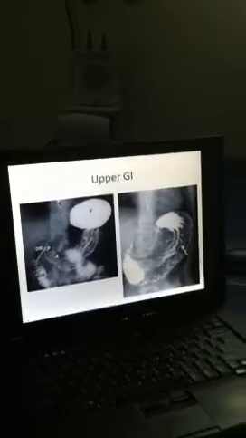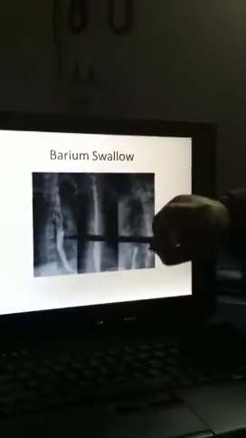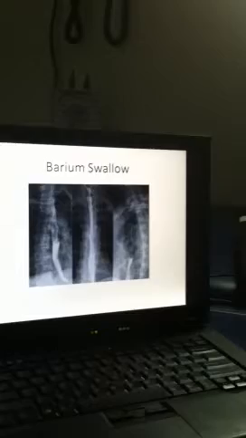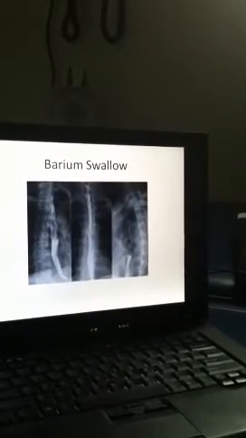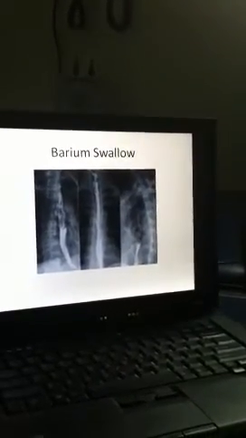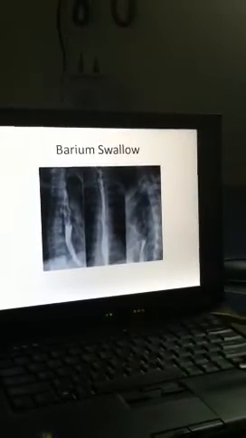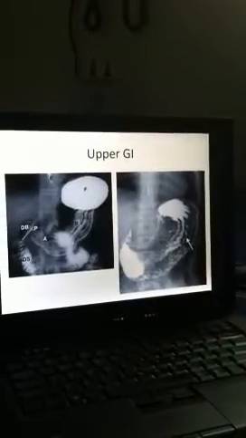Okay. Different colors. Now, that's a good point. The reason why you're not seeing as much white here is because in this image, the barium has already moved on. Because the patient's swallowing it, so it's going to work its way through the GI tract. Okay? So that's why you're not seeing it as well. And that's normal. Okay. Alright, so this is an upper GI.